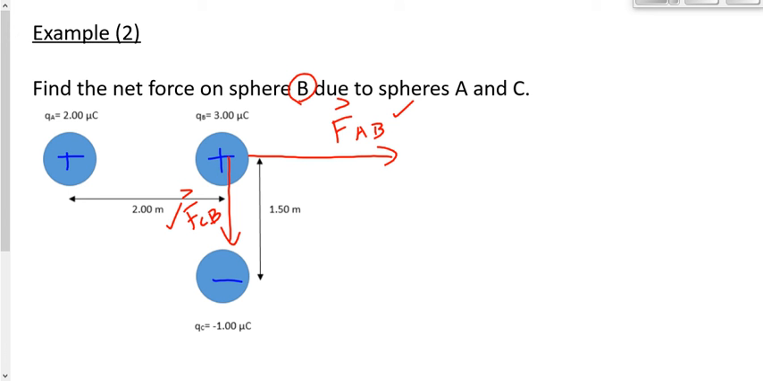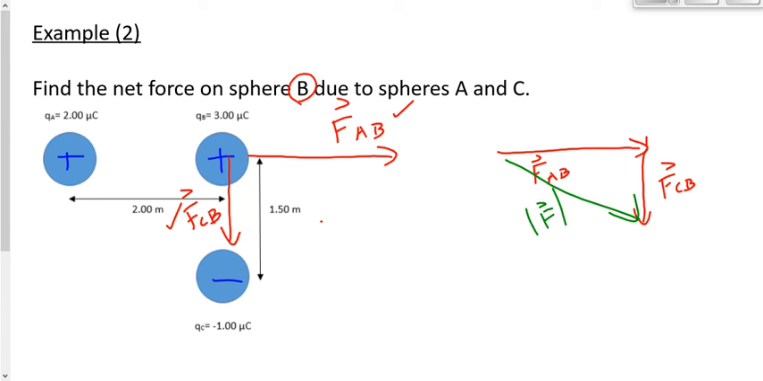What do you think you're going to do here, Logan? Yeah, this is a free body diagram. We need to draw a vector diagram. And a vector diagram is going to look like this. FAB, whatever its value is. FCB, other way. FCB, whatever its value is. How are you going to find the net force acting on B? Let's do the Pythagorean theorem. Calculate the force using the Pythagorean theorem. And of course, the angle is going to be found by the inverse tan function of opposite over adjacent.